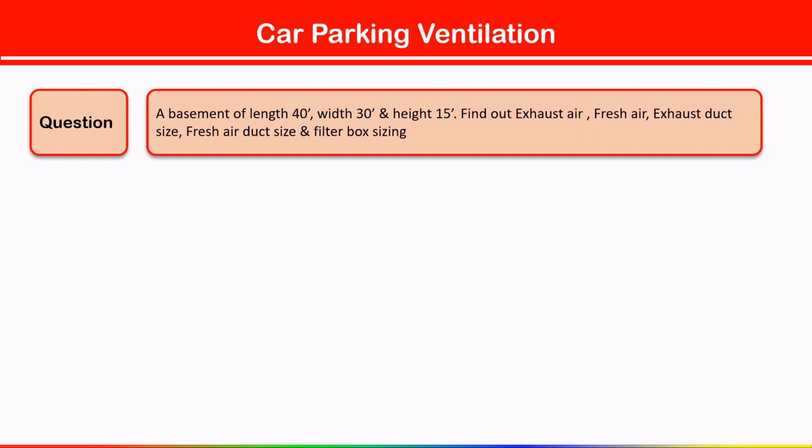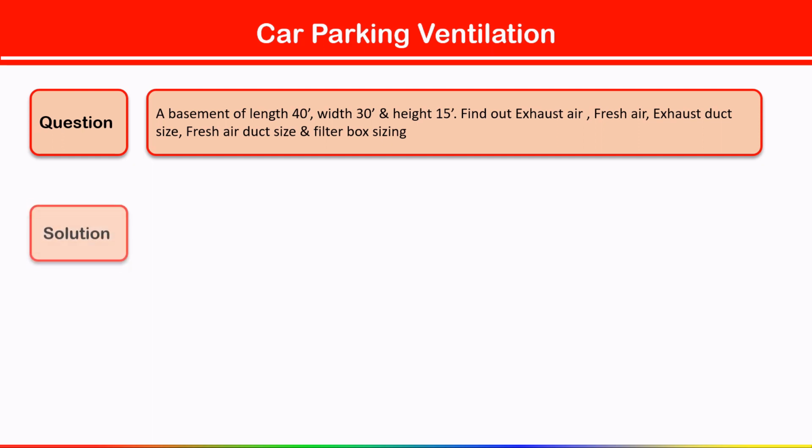A basement of length 40 feet, width 30 feet and height 15 feet. Find out exhaust air CFM, fresh air CFM, exhaust duct size, fresh air duct size and filter box sizing. These parameters we have to calculate. Remember, exhaust air always we have to calculate in which unit? CFM, cubic feet per minute, because in this calculation we are talking about imperial units. So you have to use feet.